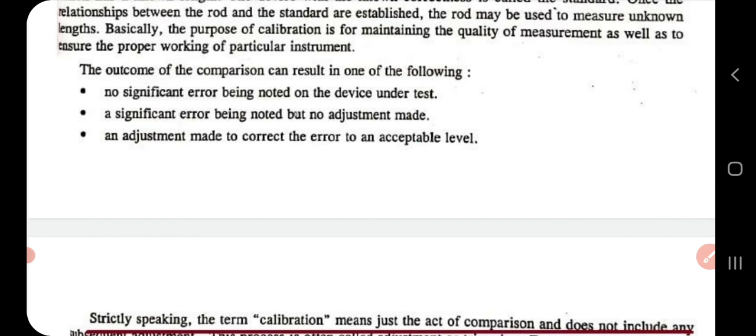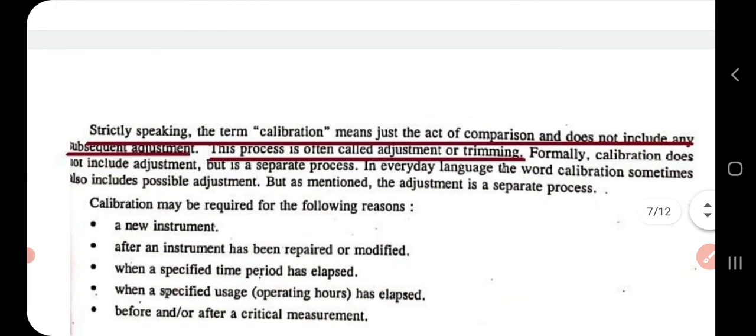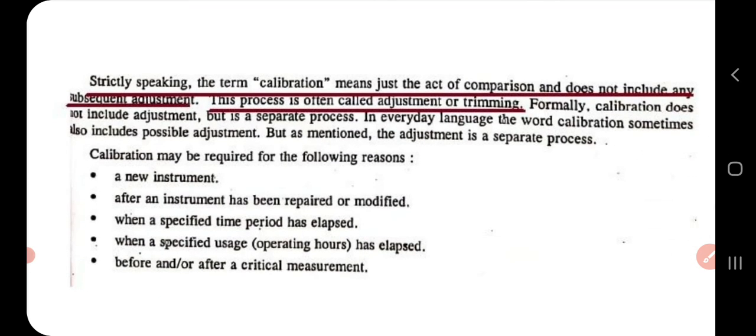No significant error being noted on the device under test. Sometimes a significant error will be noted, however you are not making any adjustment. Sometimes an adjustment will be made to correct the error to get a desired result. So calibration, in other words, is an act of comparison and does not include any subsequent adjustment. So it is not adjustment. In simple words we often call calibration adjustment or trimming, but actually it is not adjustment. We are just comparing the device that we have with a standard one whose measurements are known.